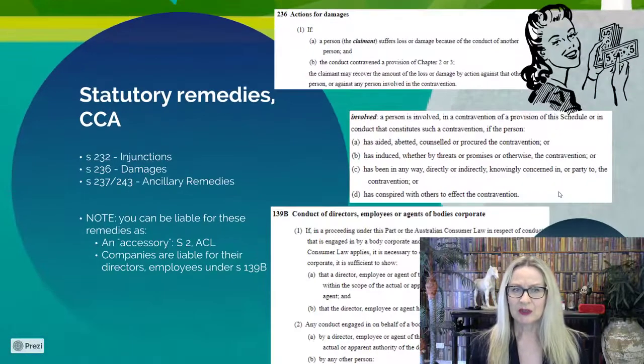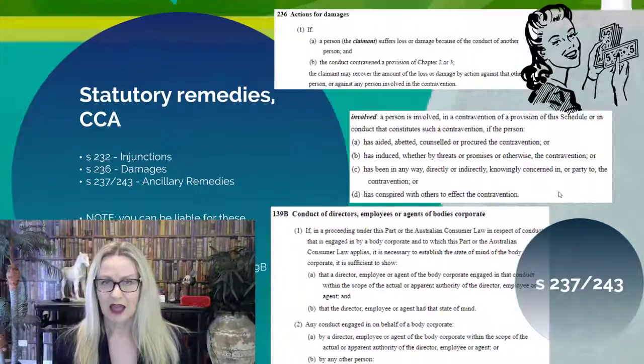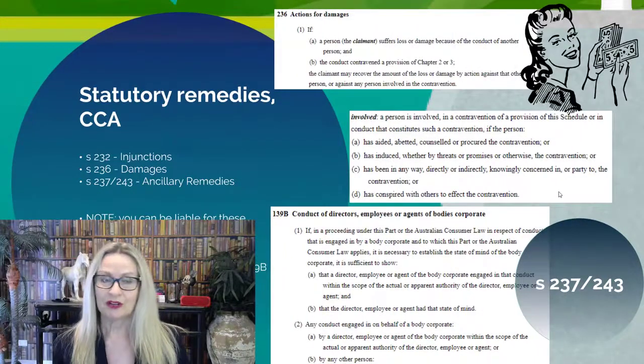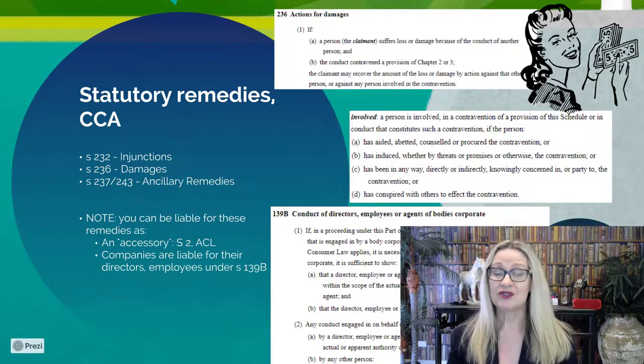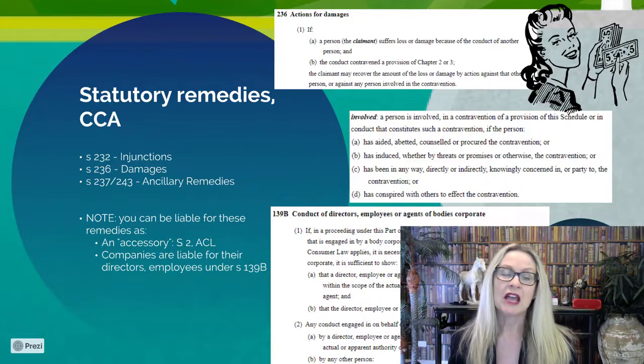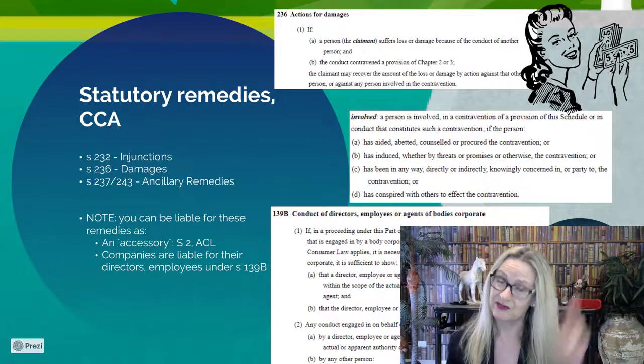The last thing that we need to look at is remedies, and wow, what a grab bag of awesome remedies we have in the Competition and Consumer Act, and particularly in the ACL. Under Section 232, you can get injunctions, but the really interesting, cool stuff is under Section 236, damages, and 237, ancillary orders.